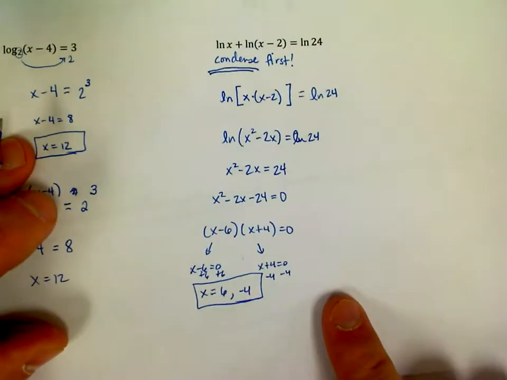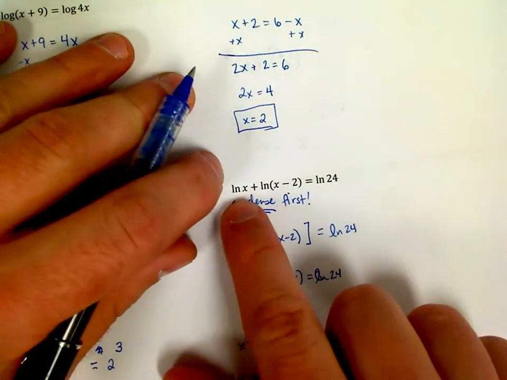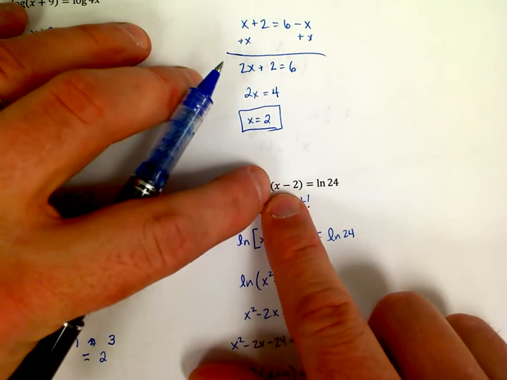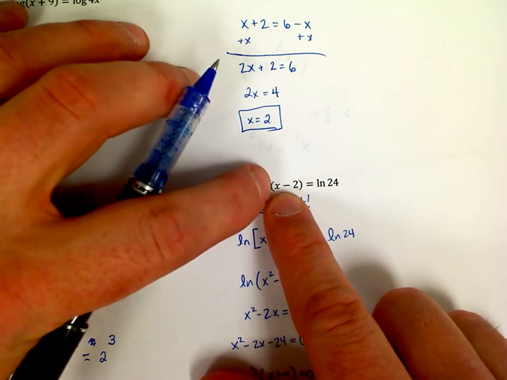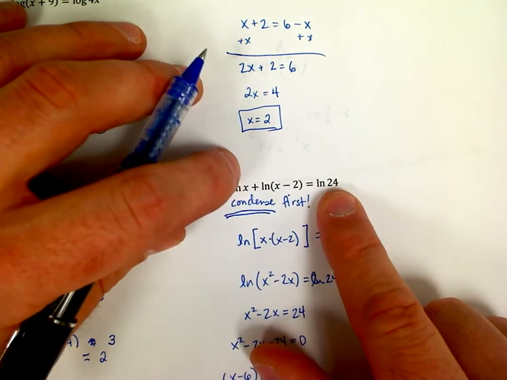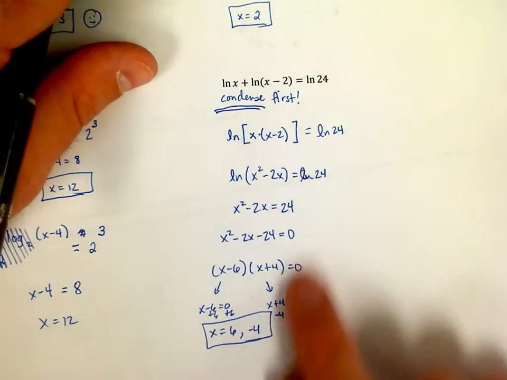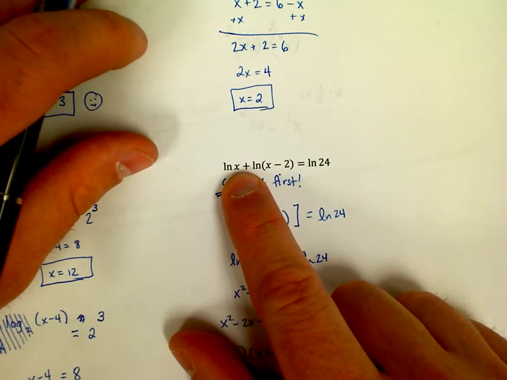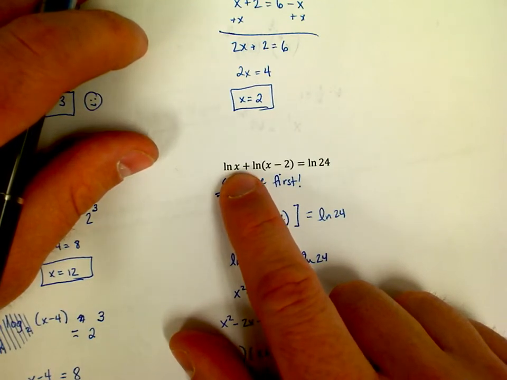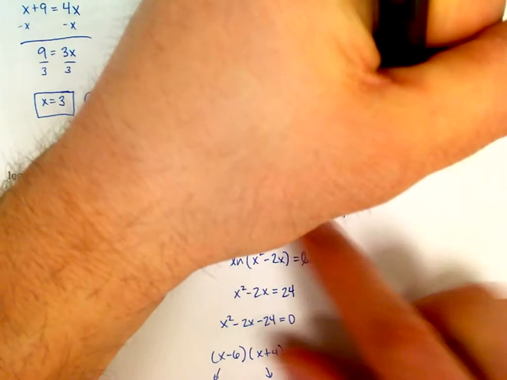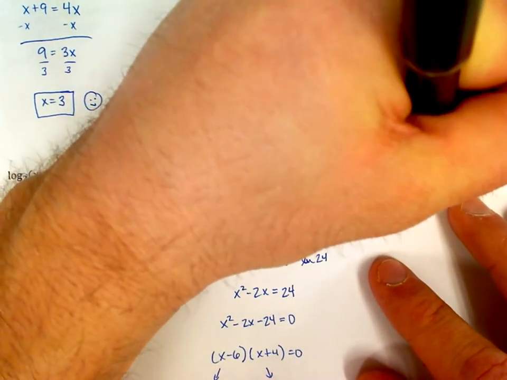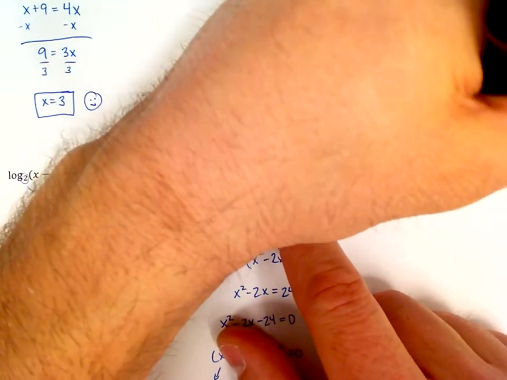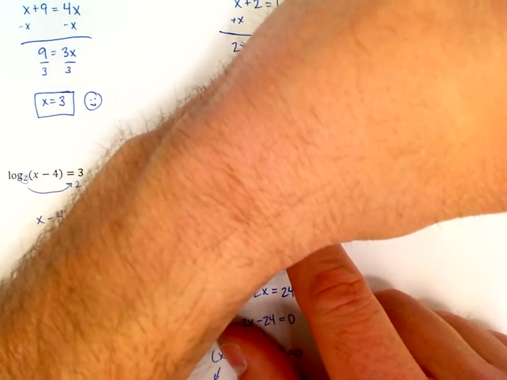Now let's go back and check. If I put a 6 in, I get positive numbers everywhere. That's the natural log of 6. I'm good there. This is 6 minus 2, so that's natural log of 4. So everything is positive. That doesn't have an x in it, so I don't need to check it. Let's put the negative 4 in. If I put the natural log of negative 4, that's a negative value here. And so you'd be trying to do this: the natural log of negative 4 plus the natural log of negative 4 minus 2, which is negative 6, is equal to the natural log of 24.